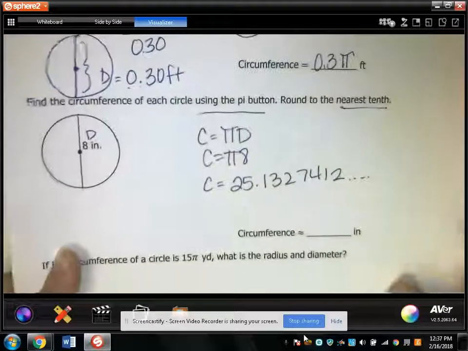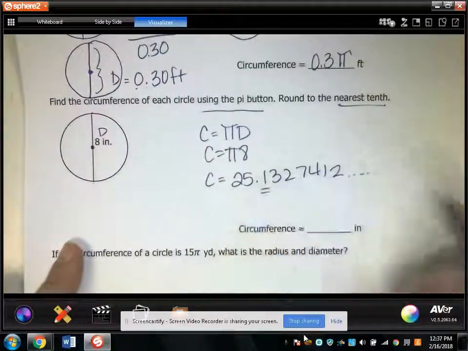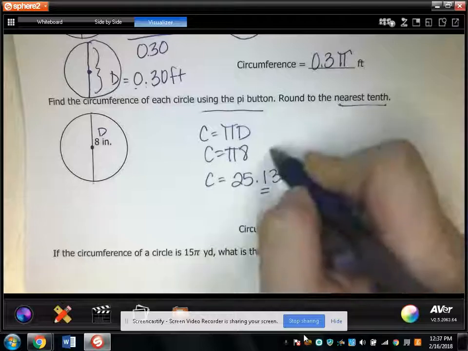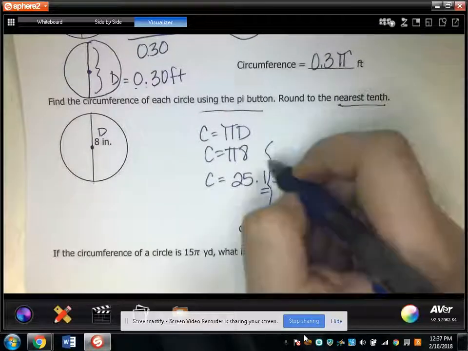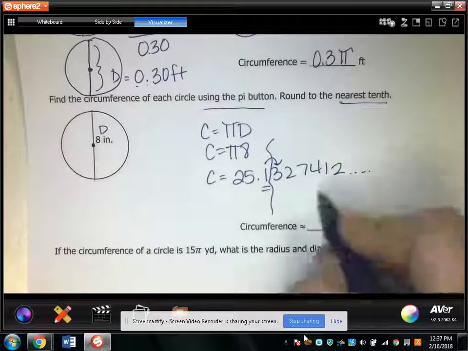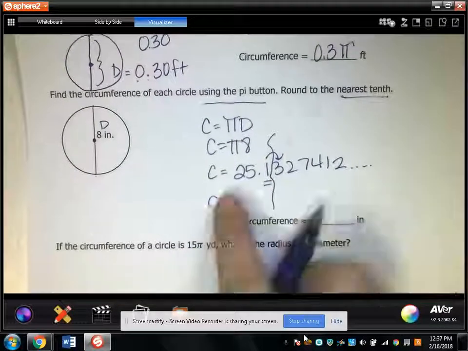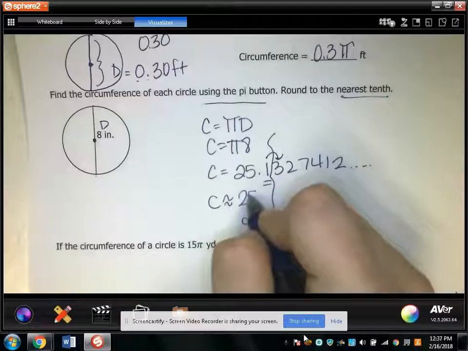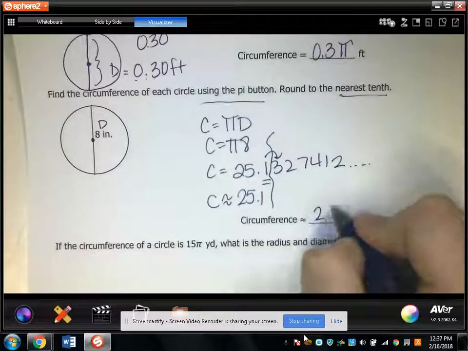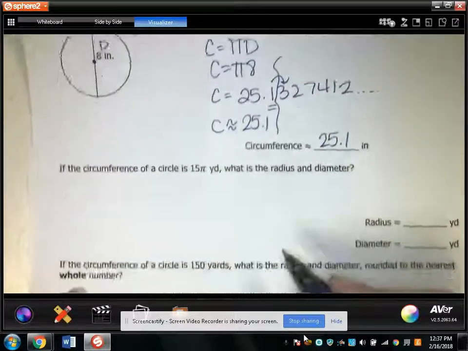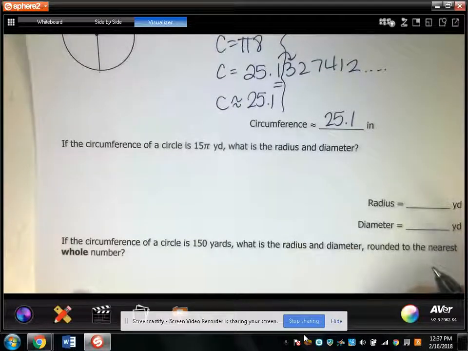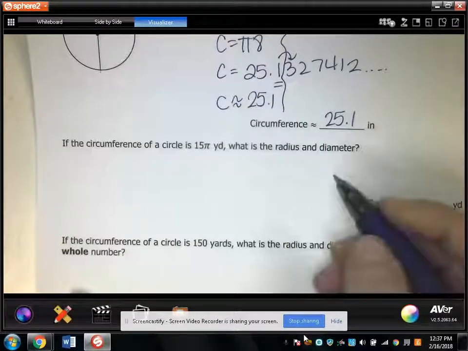All right, it says round to the nearest tenth. Here's the tenths place, one place after the decimal. So I want to round there. It's 4 below, so I let it go. So the circumference is about, this is the approximately sign, 25.1 inches, 25.1.